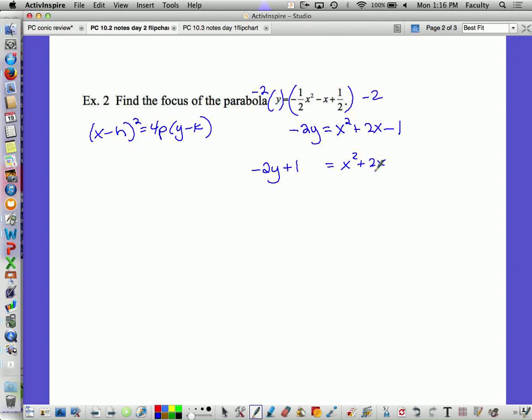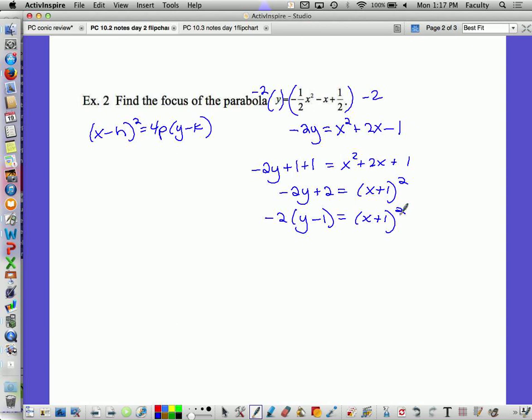When you work on tonight's homework, I need to remind you that if there's a number in front of the x squared or the y squared, you have to factor it out. And you'll see I worked out number 6 because it got into some fractions there. Alright, so I'm going to add 1 to both sides. So that's negative 2y plus 2 equals (x plus 1) squared. Now I'm almost there. I've got my (x minus h) squared, but I don't have a 4p times the quantity (y minus k). So I'm going to factor out a negative 2.